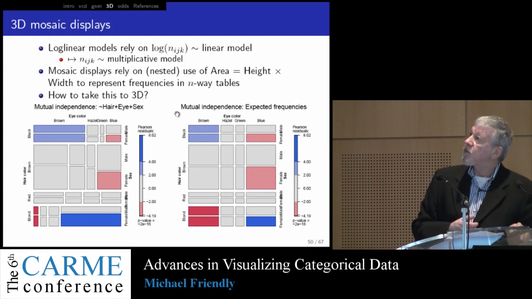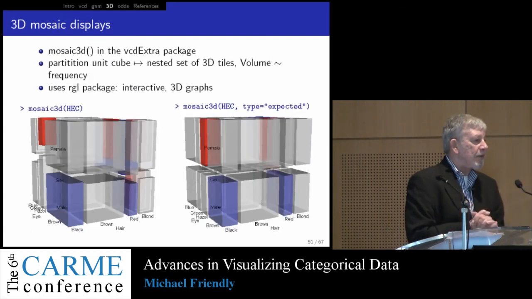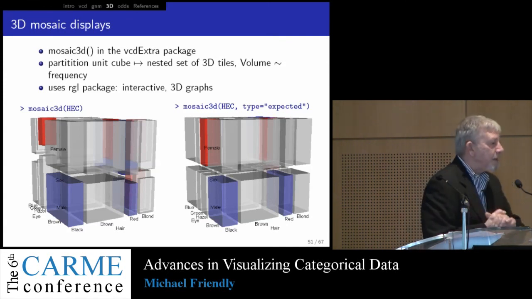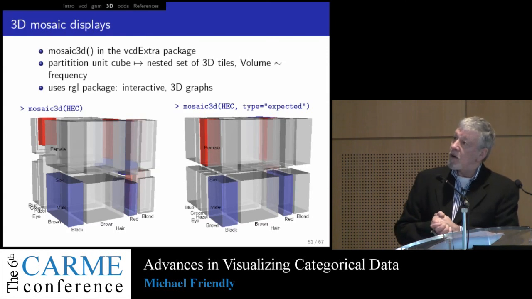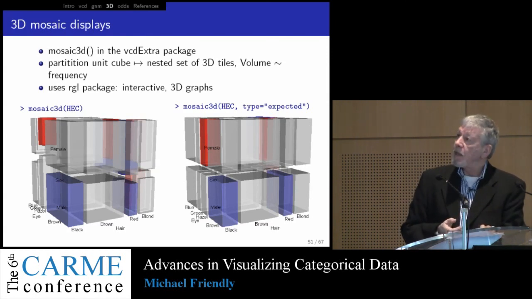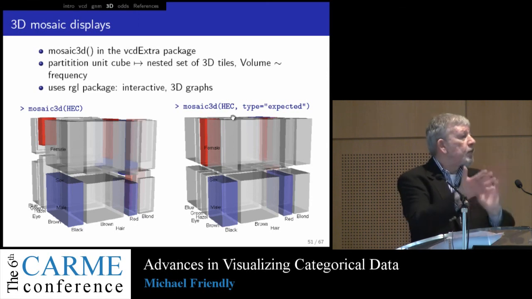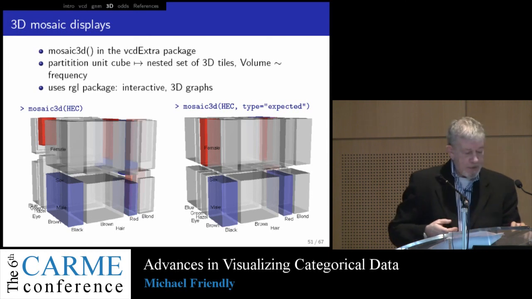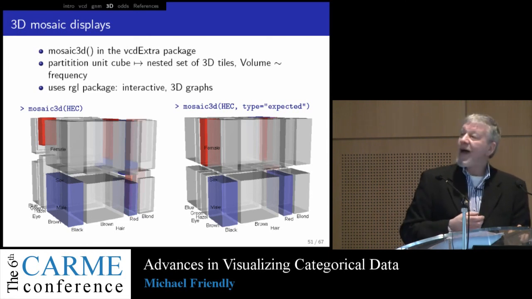So how to take that to 3D? Well, there's a lovely package in R called rgl. And here are 3D mosaics for the hair color, eye color data, showing on the left the observed frequency as areas of volumes of the tiles. Here showing expected frequencies, and these are fully manipulable. Now, as far as a use for them, that's still to come. For now, I'm happy to be able to make pretty pictures.